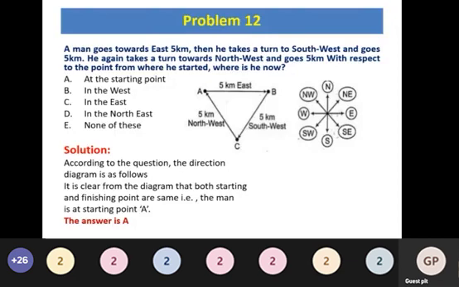The options are A, at the starting point, B, in the west, C, in the east, D, in the northeast, and E is none of these. As far as the diagram is concerned, we can see the solution. According to the question, the direction diagram is as follows. It is clear from the diagram that both the starting and finishing points are the same. So the man is at starting point A. The option is A, at the starting point.